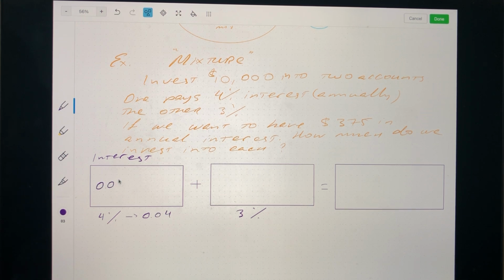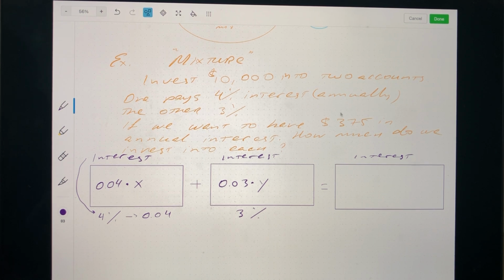So it's 0.04 times however much money we invested into it. And here we're going to get 0.03 times however much money we put into it. But we don't know, so we call it X. And we don't know, so we call it Y. We use two different letters because we don't know if the amounts are going to be the same or different. So just to be sure, we have two different names. And so the interest from the 4% account is in the first box. The interest from the second account is in the second box. And the total interest is in the box to the right.